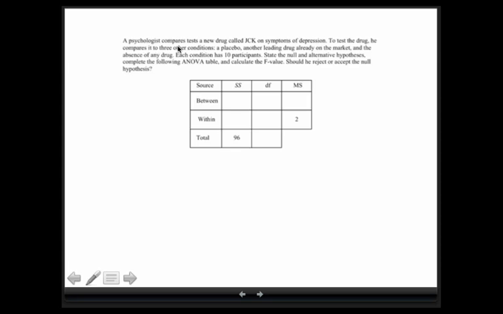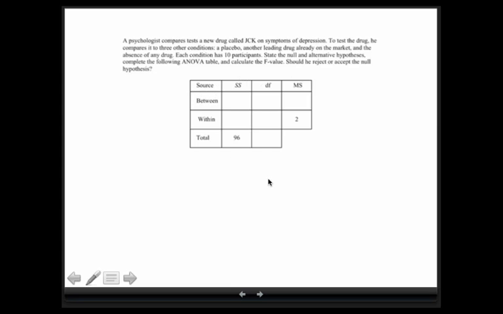So it says, a psychologist tests a new drug called JCK on symptoms of depression. To test the drug, he compares it to 3 other conditions: a placebo, another leading drug already on the market, and the absence of any drug. Each condition has 10 participants. State the null and the alternative hypothesis, complete the following table, calculate the F value, and decide whether you should reject or fail to reject the null.